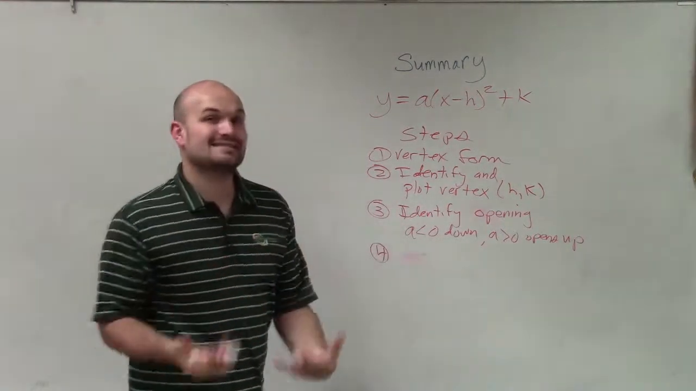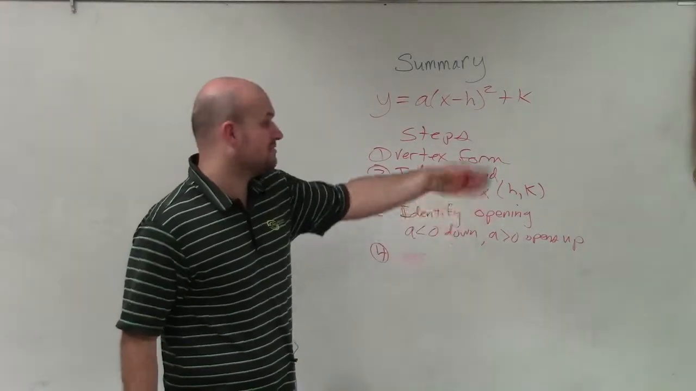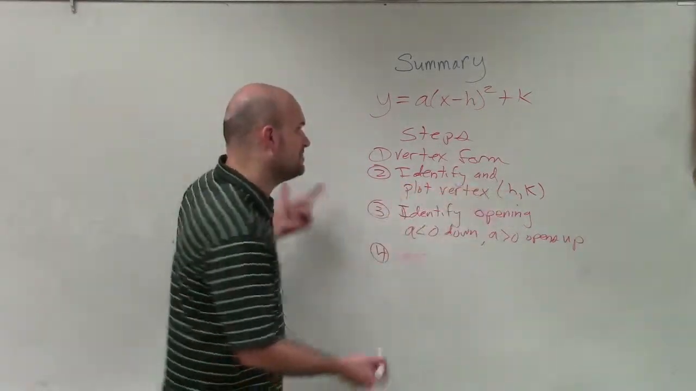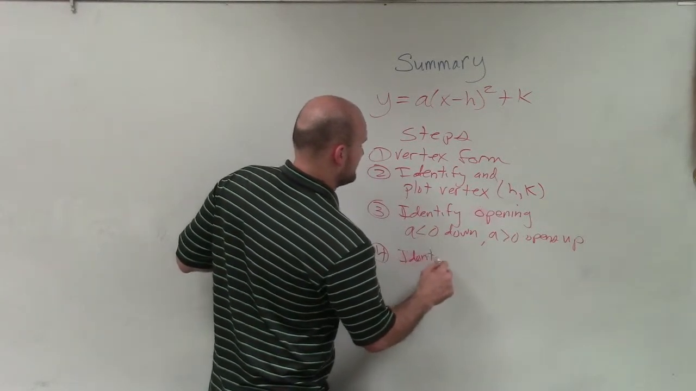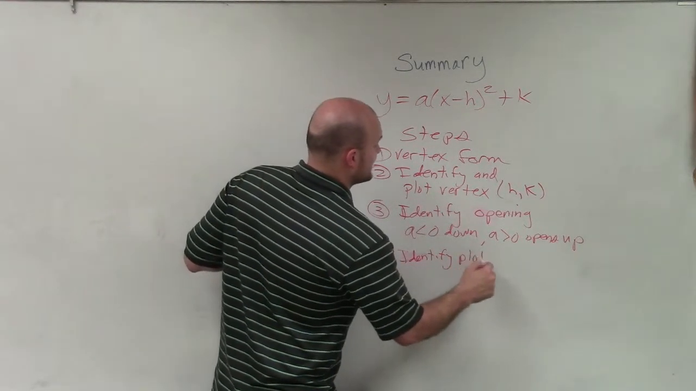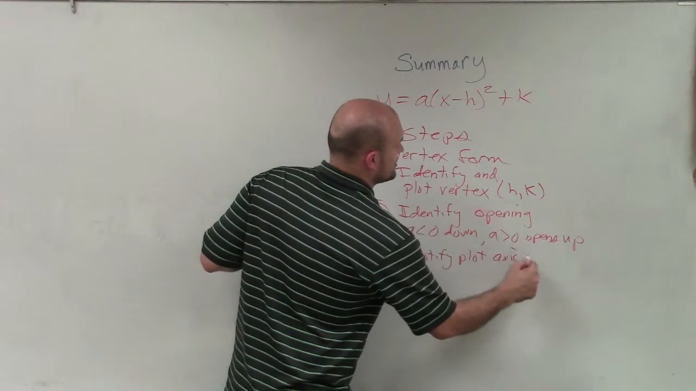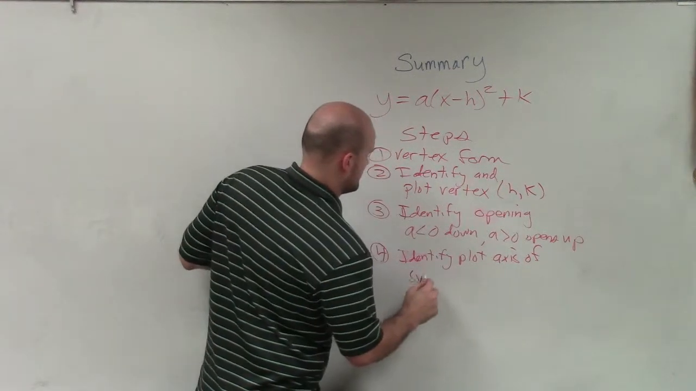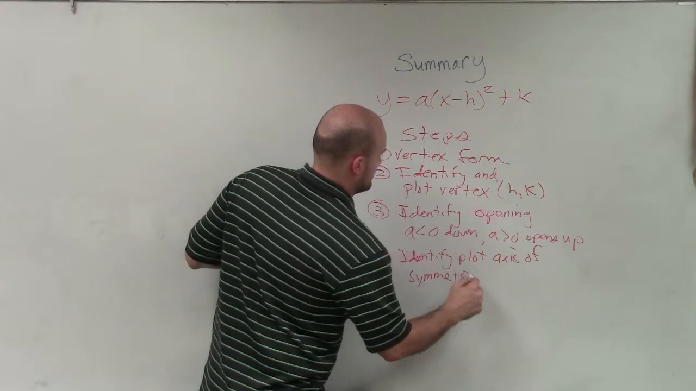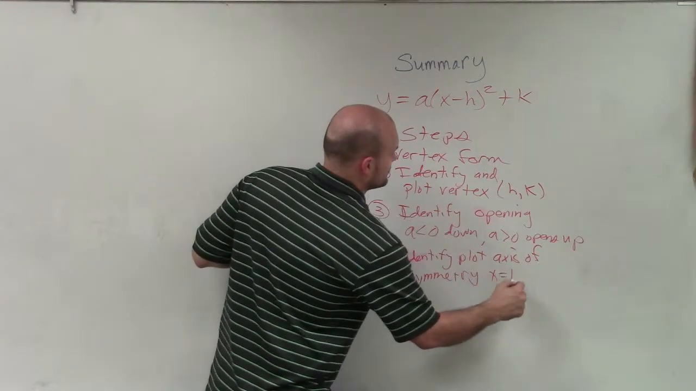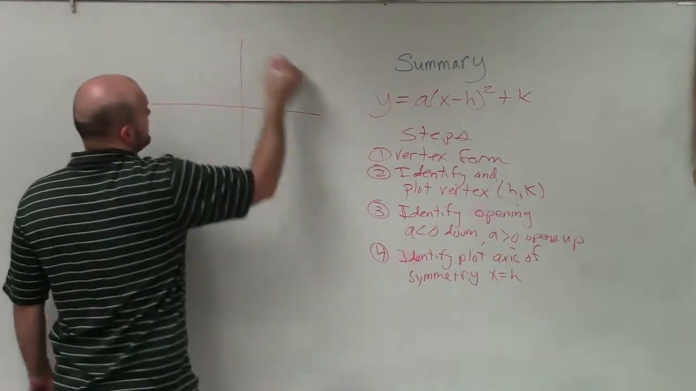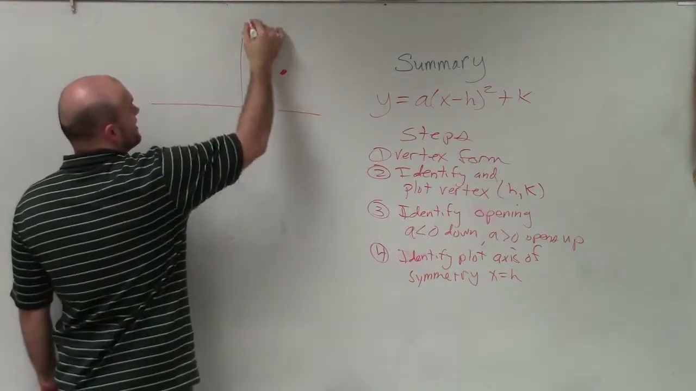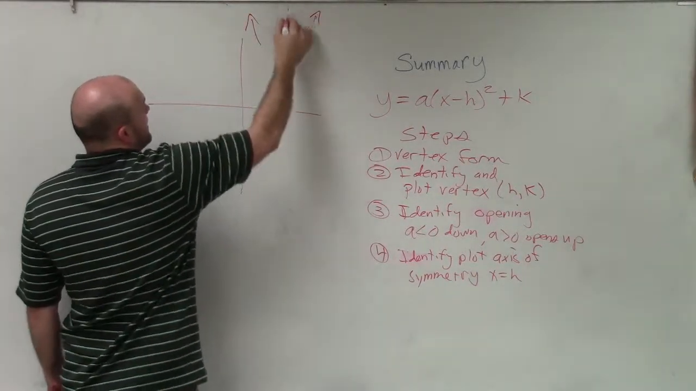Now remember, the axis of symmetry goes through the vertex, so that's really the x equals x value. So identify and plot the axis of symmetry, and that is x = h. Now, once you plot the graph, here's what we go through: we plot the point, we understand that it opens up, and we have an axis of symmetry.